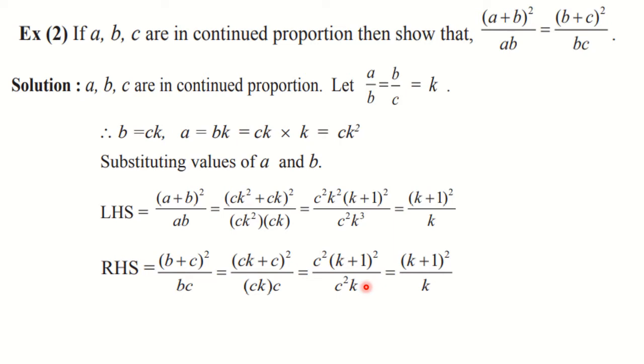What you will observe is in RHS A is not there. So you are going to substitute only the value of B. So B you are going to replace by CK both the places. Okay. So here, in place of B we are writing CK. So CK plus C the whole square. Here also in place of B we are writing CK and this C as it is.